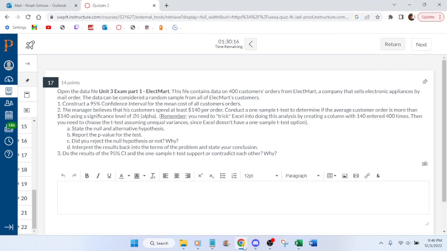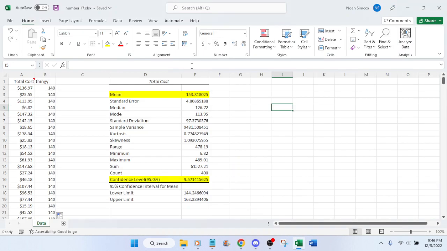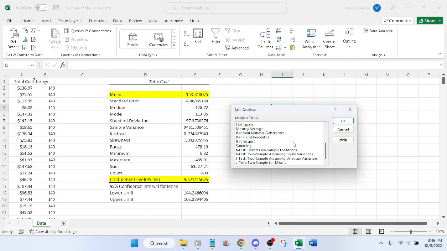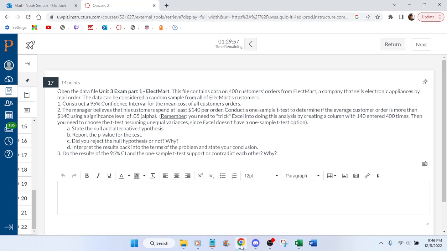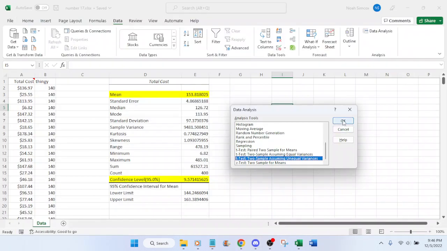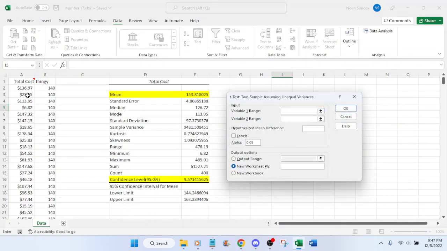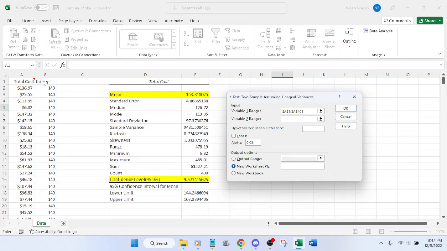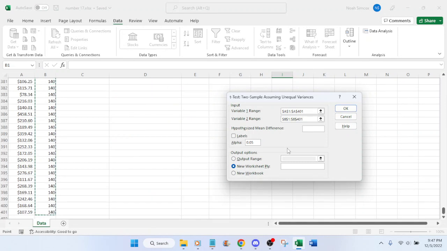So then we choose the t-test assuming unequal variances. Man, I can't believe it just gives you how to do this problem. I don't know why. Oh, I'm stupid. That was fine. It's a t-test assuming unequal variances. Variable 1 is going to be this. Variable 2 is going to be this. And this.